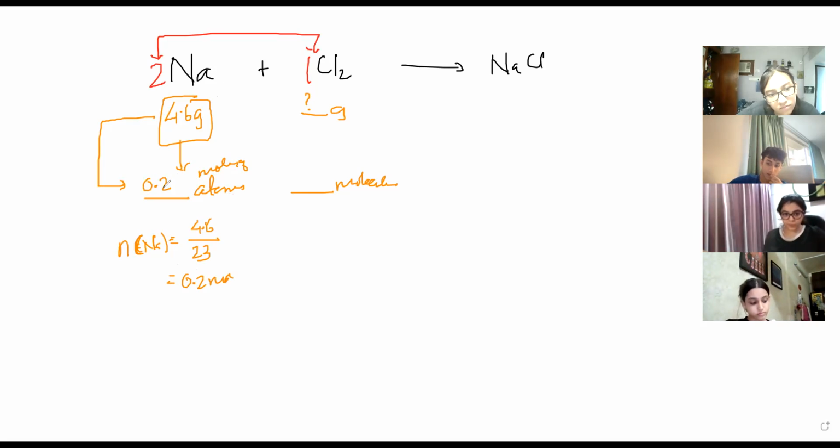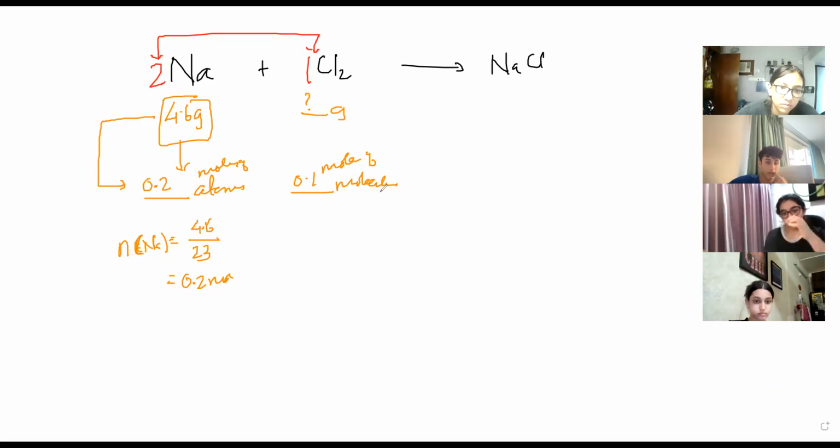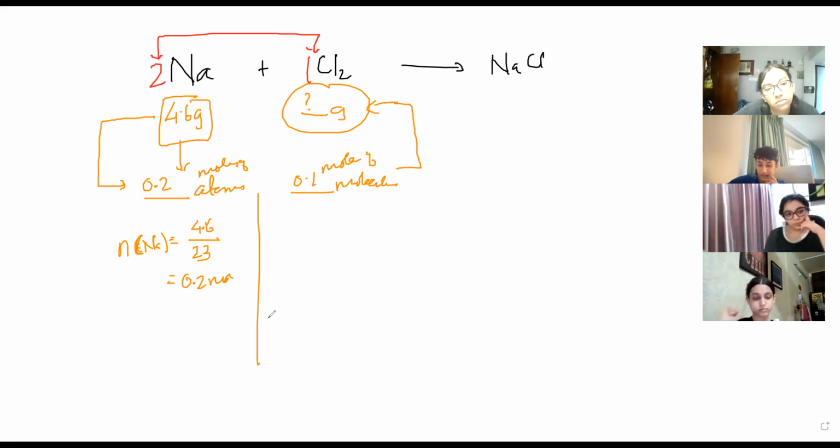Okay, so to react with 0.2 moles of sodium atoms, how many moles of chlorine molecule should I take? 0.1. 0.1 moles of chlorine molecules I should take. So I didn't find out the mass of chlorine yet, but I knew that I have to take that much chlorine which has 0.1 moles of chlorine molecules. And then you can find out mass. We just did it.